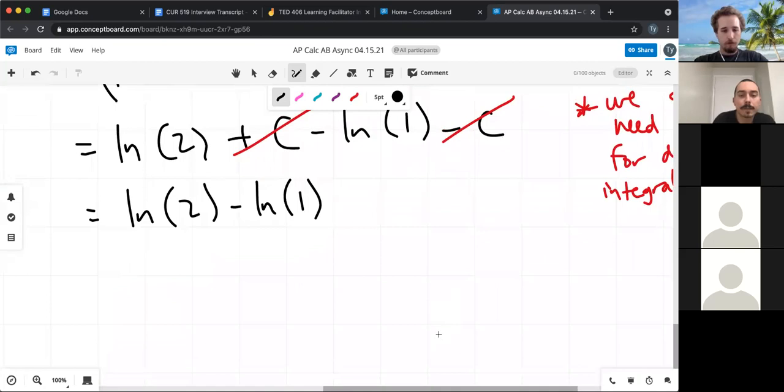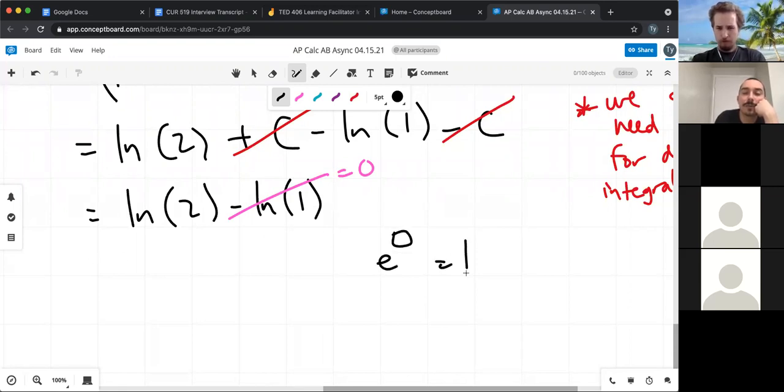Okay. The last step here, the natural log of 1 is 0. We can get our final answer a few different ways, but natural log of 1 is 0, right? This is basically asking e to what power is 1, and e to the 0 is, yeah, there you go. E to the 0 is 1. So natural log and e are opposites, right?